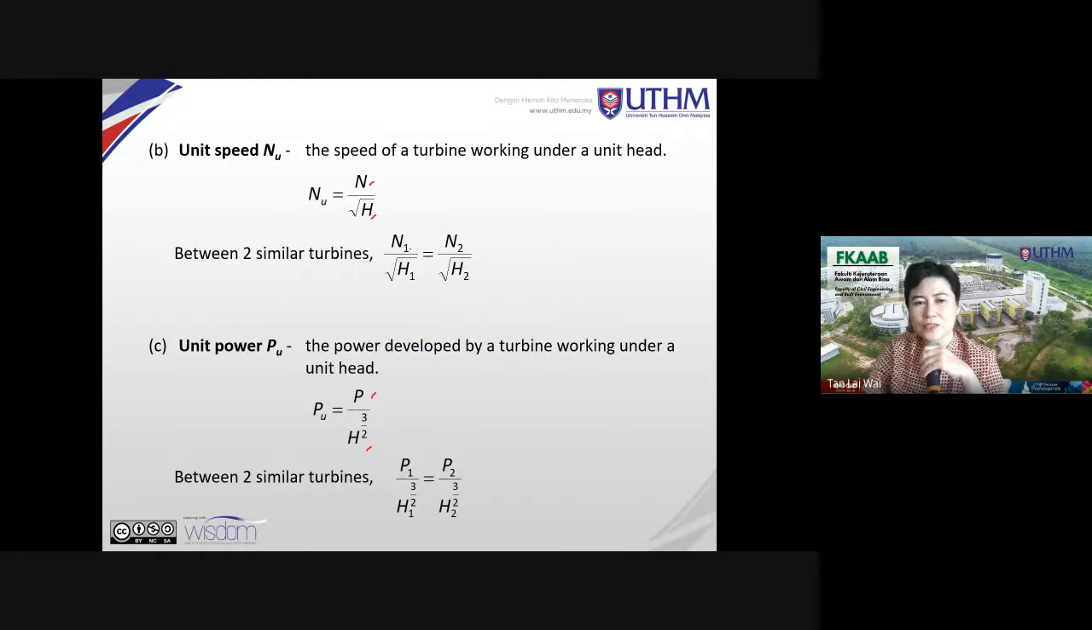This is just, you are comparing between two similar pumps or turbines. It's just either A, B, or 1, 2. It doesn't matter. This is how you write it. It's the same concept as you are solving for similarity laws.